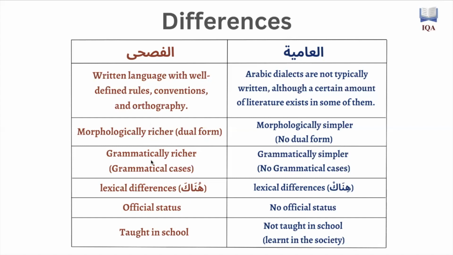Likewise, Fusha is grammatically richer. So for example, there's a concept of the grammatical cases in Fusha, right? I'rab. And I'rab is the change that you're seeing at the end of the word because of the changing of active elements entering upon it.